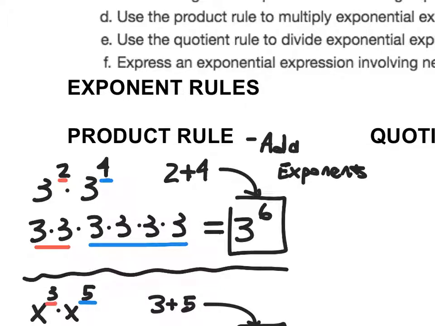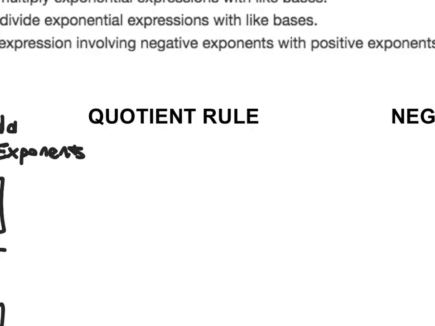Okay, all right, so then let's talk about the quotient rule. Let's look at something similar. Let's do, say, 4 to the 6th power divided by 4 to the 3rd power. When I do this, I'm taking 4 and multiplying it by itself 6 times.